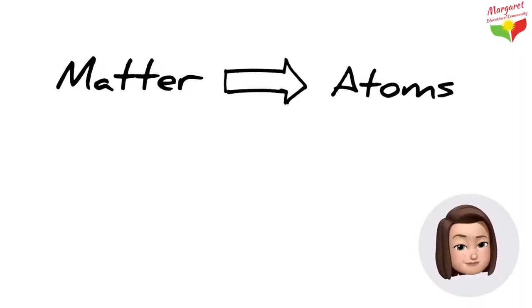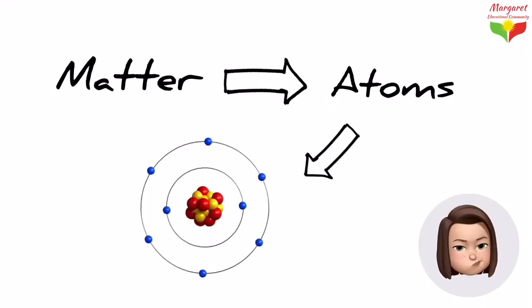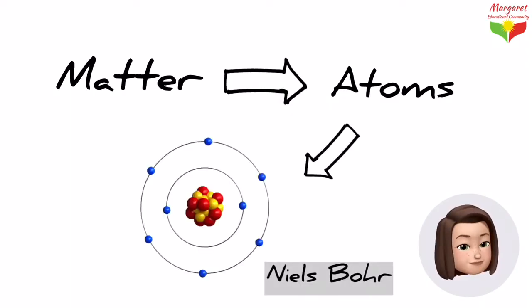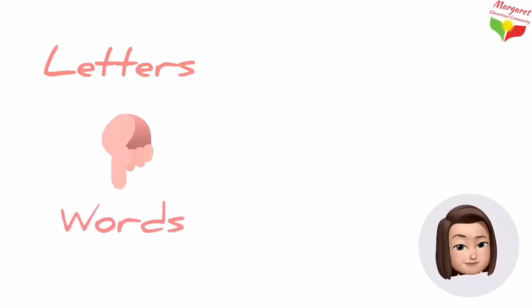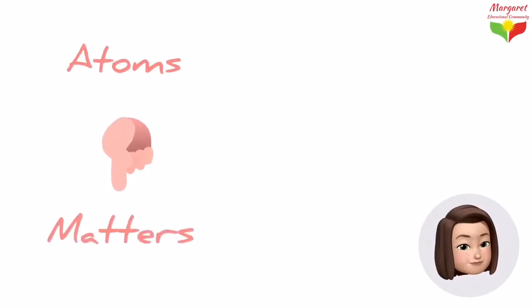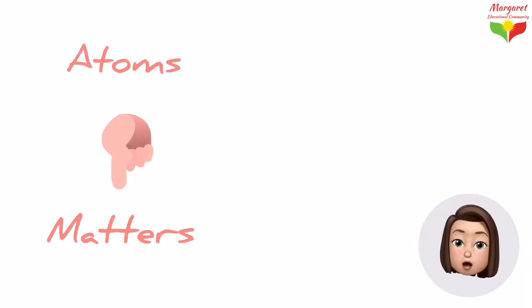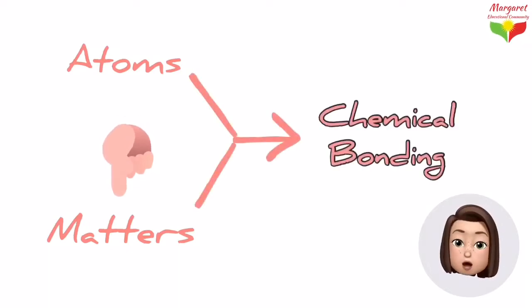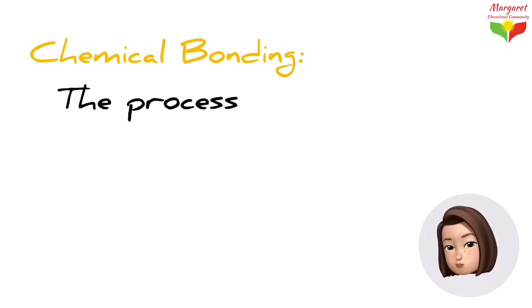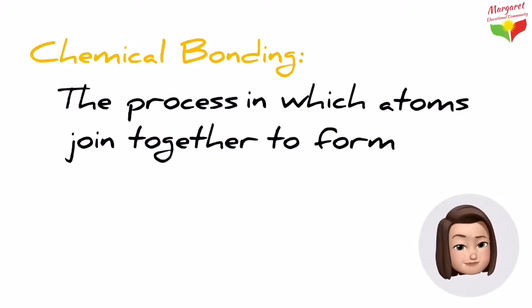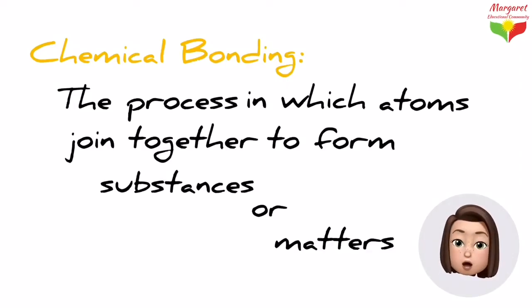Now that I have reminded you that matter is made of atoms and showed you the model of atoms, which was proposed by Niels Bohr, you're ready to start this class. So we said that letters combine together to form words, and atoms combine together to form matter. The process in which atoms join together is called chemical bonding. So what is chemical bonding? Chemical bonding is the process in which atoms join together to form a substance or to form matter.